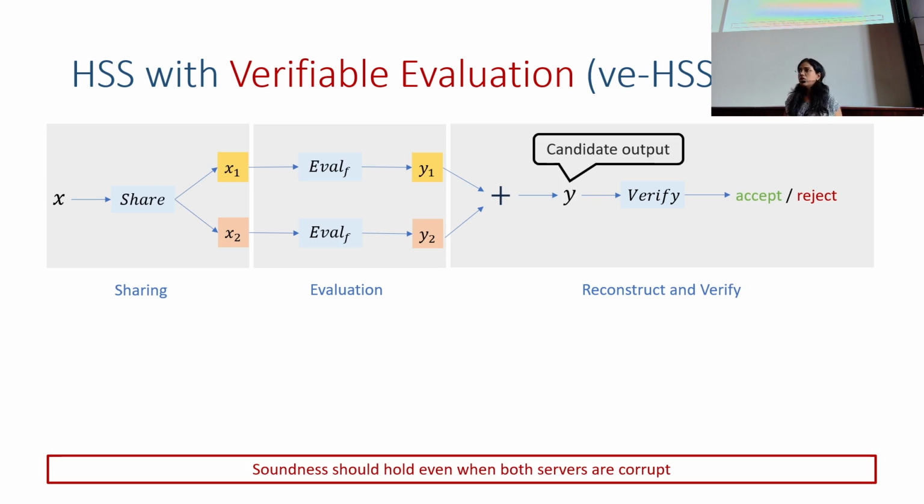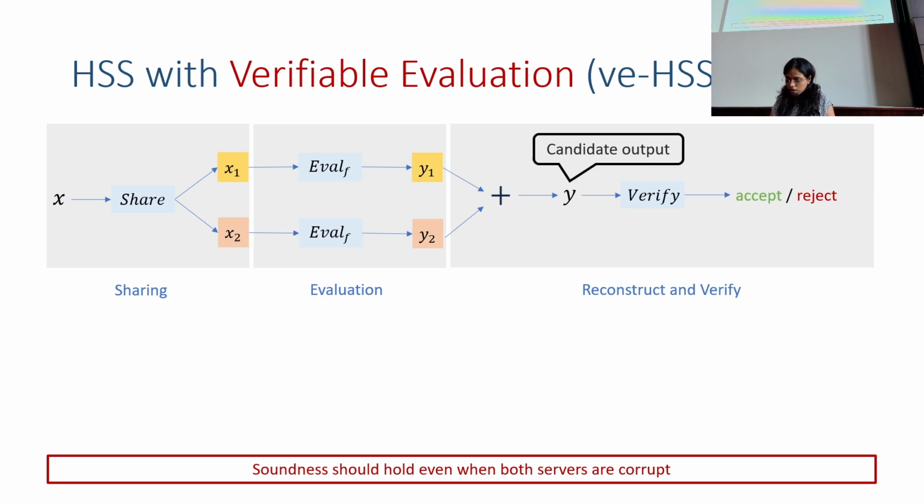And in particular, we want these soundness guarantees to hold even when all servers are malicious. I want to emphasize that this is different from privacy, where we only required privacy in case at most a subset of the servers were corrupt or malicious. For soundness, we want soundness to hold even when everybody is corrupt.